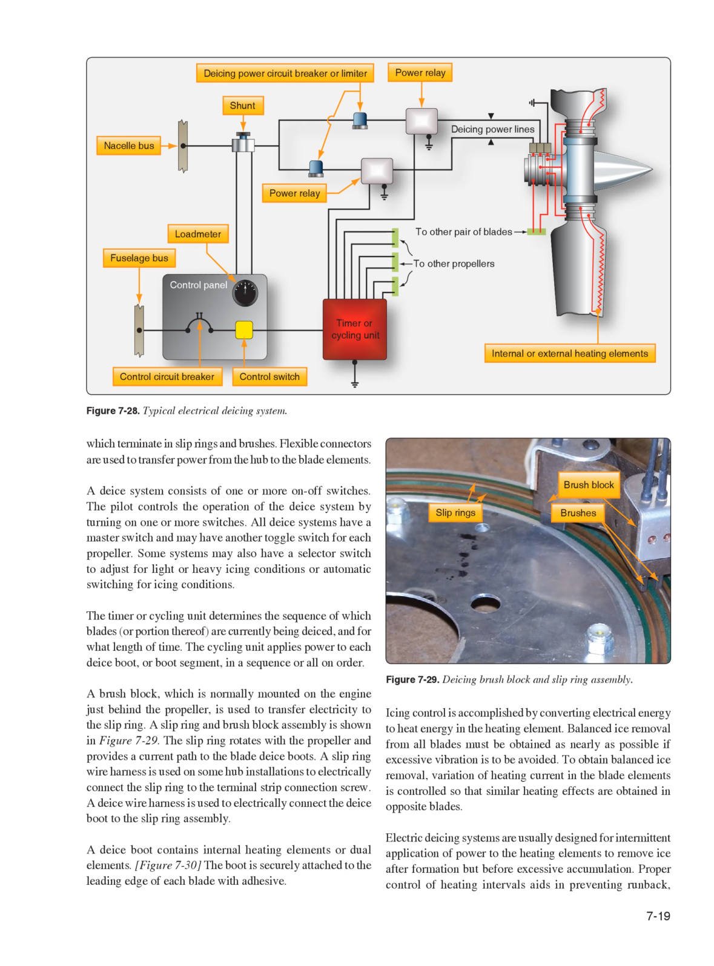A deice system consists of one or more on-off switches. The pilot controls the operation of the deice system by turning on one or more switches. All deice systems have a master switch and may have another toggle switch for each propeller. Some systems may also have a selector switch to adjust for light or heavy icing conditions or automatic switching for icing conditions.